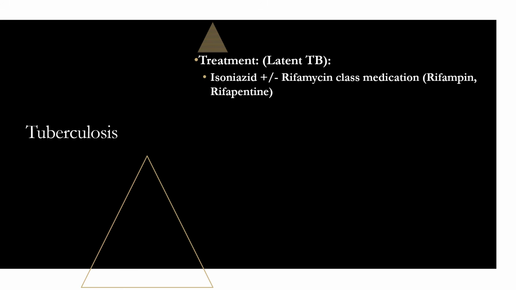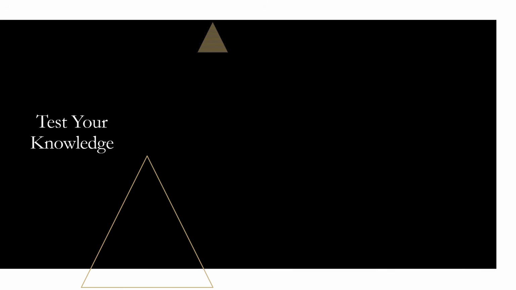So just know treatment. If you see latent TB, you're going to see something with either isoniazid or a rifamycin class medication, so rifampin or rifapentine. Any one of these combinations, they can't ask you to choose because there's not one that's better than the other. So that's pretty straightforward. So that's the treatment for TB. Let's just do 5 quick questions and then we are done and we'll wrap it up.